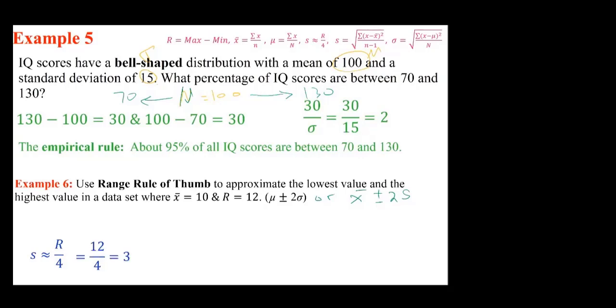And so X bar plus minus 2s gives us the answer. 10 plus minus 2 times 3. So 10 minus 6, 10 plus 6, and that gives us the low of 4, high of 16. So this is the empirical rule and range rule of thumb, which refers to starting from the mean, you go 1 standard deviation, or 2, or 3 standard deviations, what happens? That's the idea. The 2 standard deviations is considered a range rule of thumb and good enough for most everything.